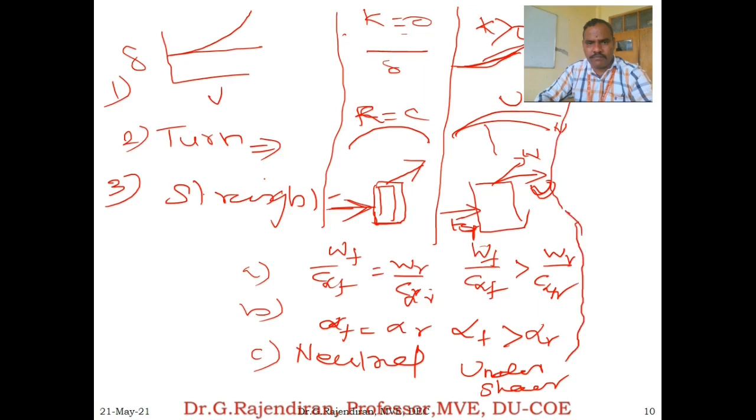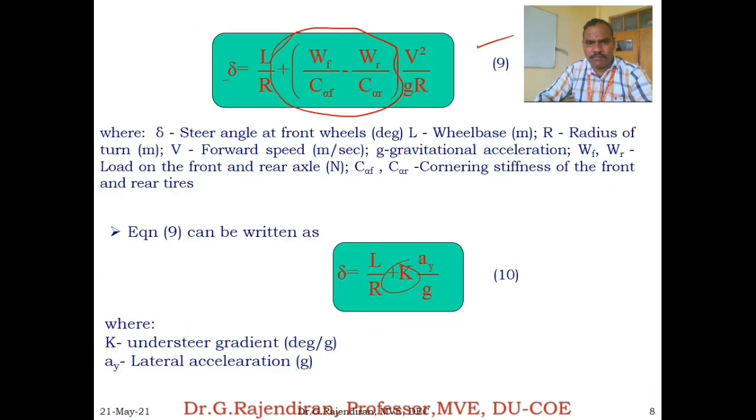Now case 3, when k is less than 0, negative. What can we see? Wf divided by C alpha f is less than Wr divided by C alpha r. Correct? This term being negative means Wf divided by C alpha f is less than Wr divided by C alpha r. Clear? First thing.